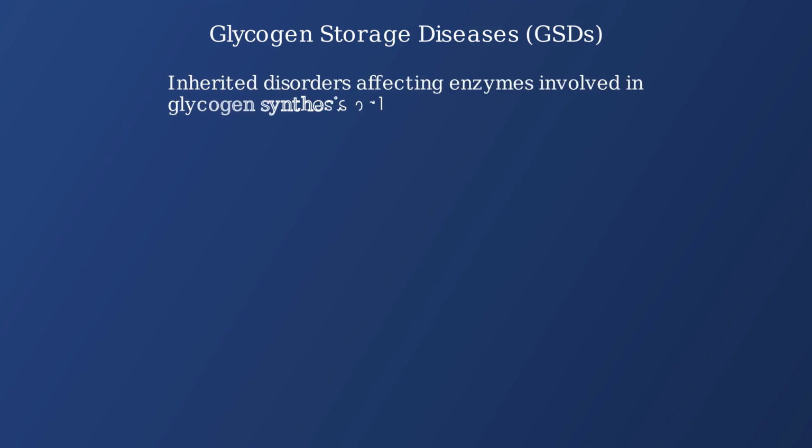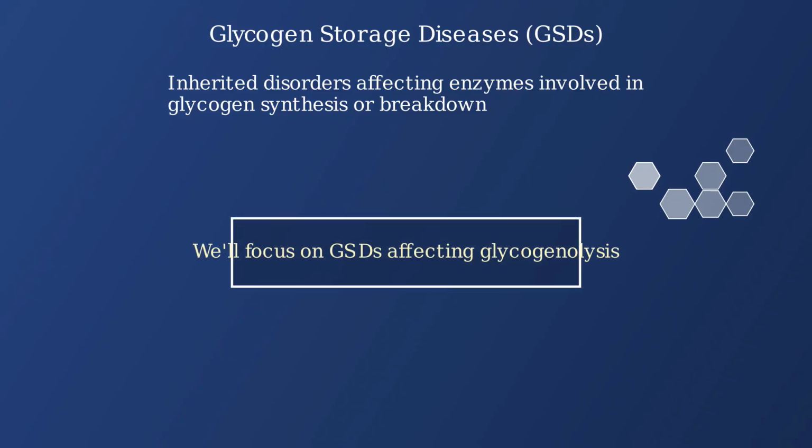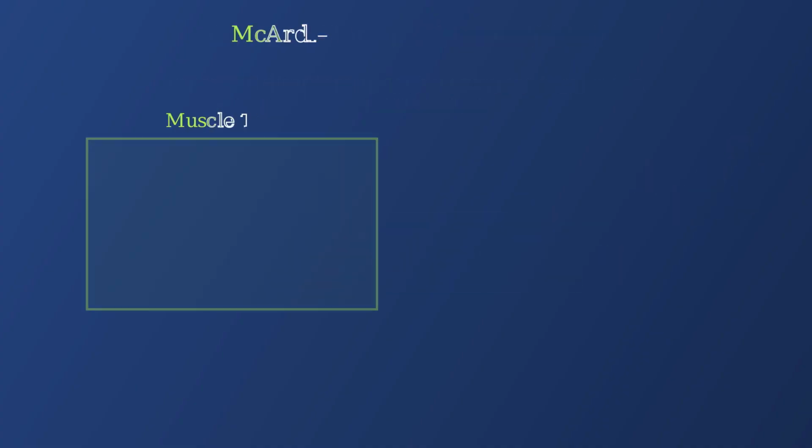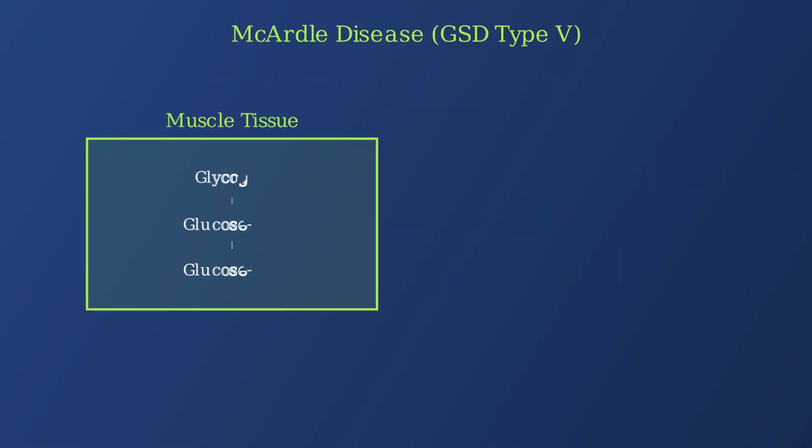Glycogen storage diseases, or GSDs, are a group of inherited disorders that affect enzymes involved in glycogen metabolism. In this section, we'll focus specifically on disorders that affect glycogenolysis, the breakdown of glycogen. McArdle disease, also known as glycogen storage disease type 5, is caused by a deficiency in muscle phosphorylase. In this disorder, the enzyme that breaks down glycogen in muscle tissue is missing or dysfunctional.